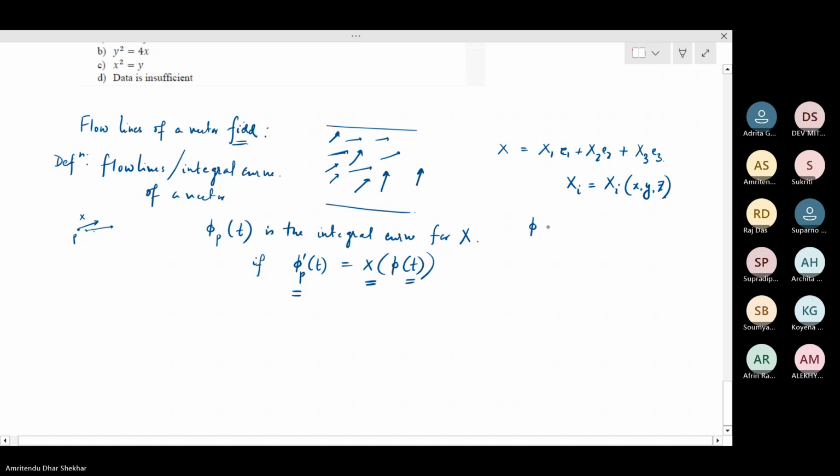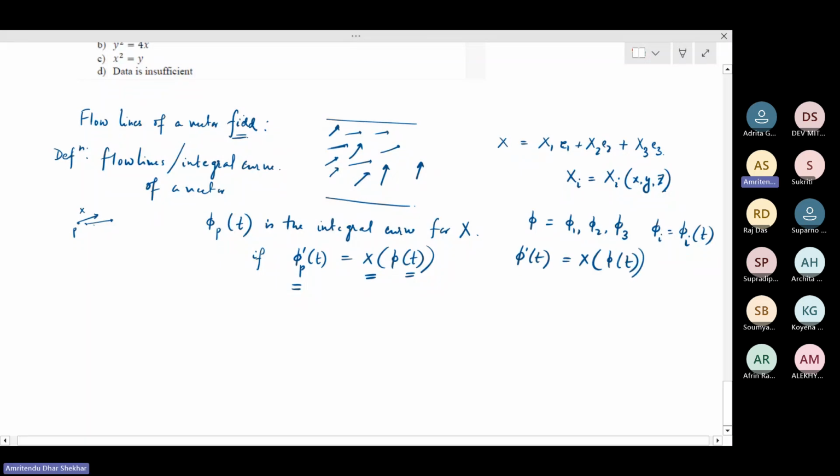phi as, so phi has, let's say, three components. Let's say phi 1, phi 2, phi 3. Each of these components are functions of time. So basically each phi i is a function of time. So then what this means is that phi'(t) is equal to X of phi of t.